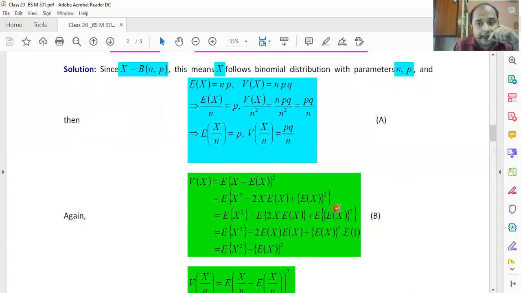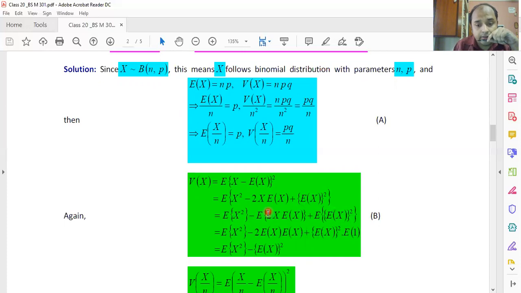I have done a small analysis over here. I have broken the square with the help of the formula of (a minus b) whole square, and we get X square minus twice X EX plus EX whole square. I am now operating the expectation on all of these quantities. So we get E of X square minus E of this quantity plus E of this quantity. We will keep expectation of X square the same.